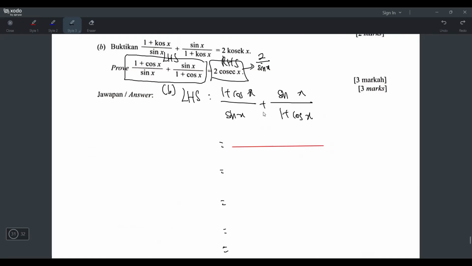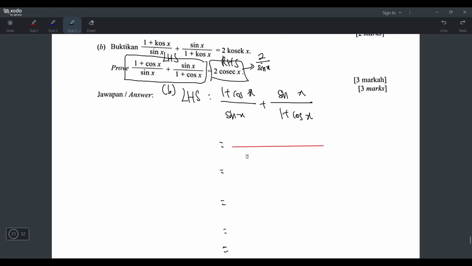But how to combine? You cannot just take top plus top, bottom plus bottom. Cannot. If this were multiplication, then okay: top times top, bottom times bottom. But for addition, you have to make sure the denominator is the same, then you can take top plus top. So the denominator at the bottom must be the same, but now it's not the same. So how do we make it the same?